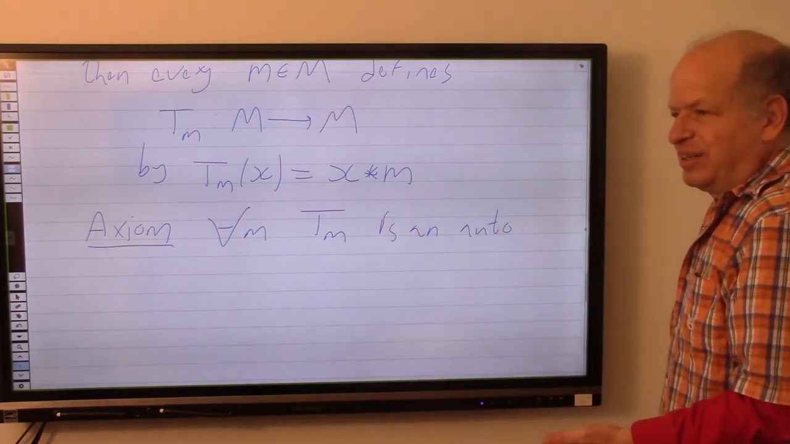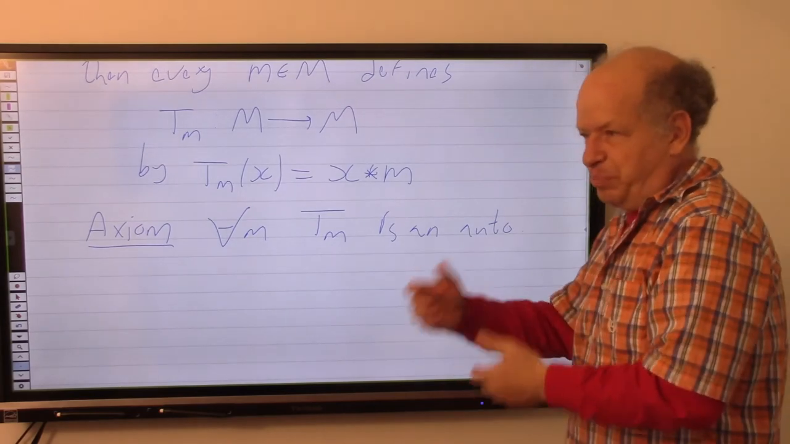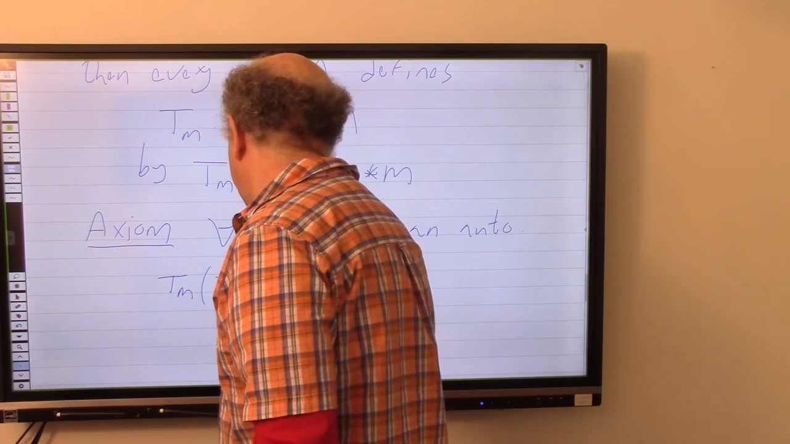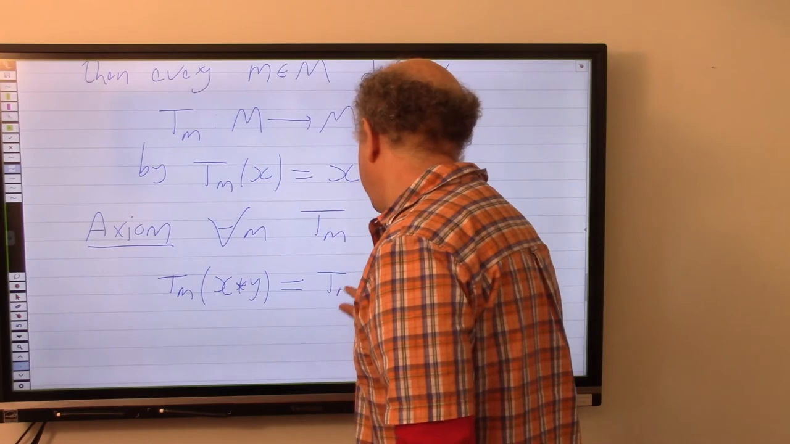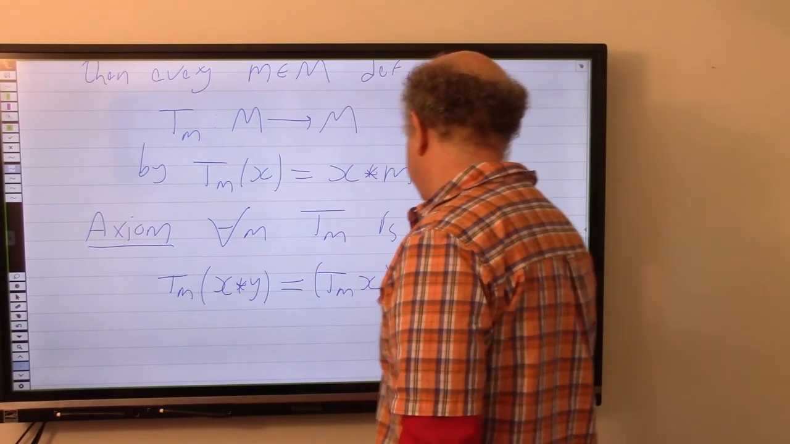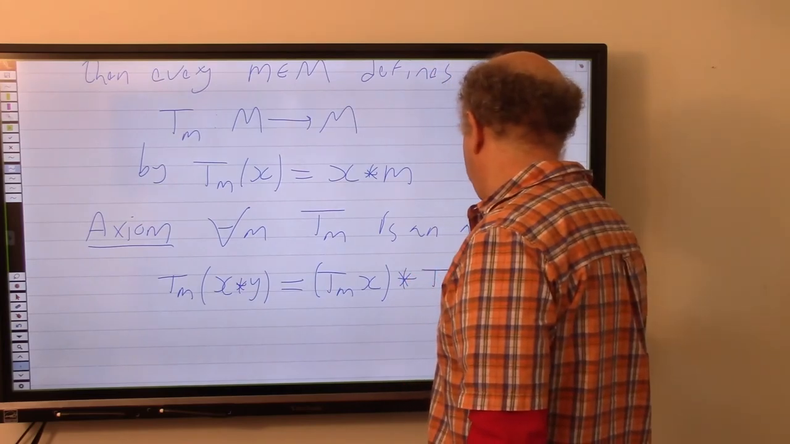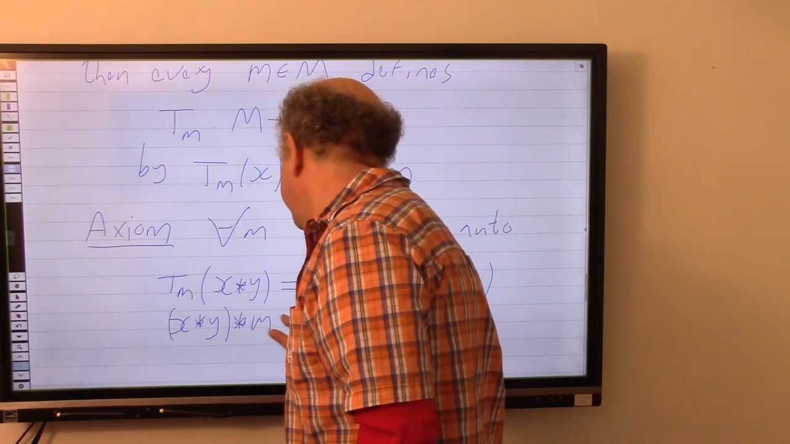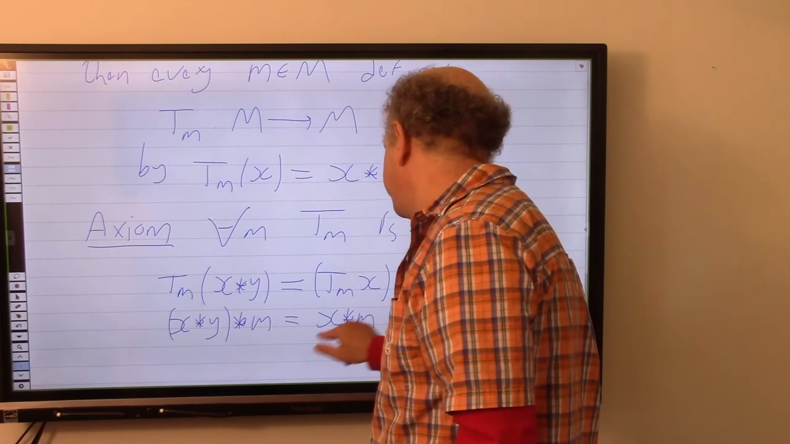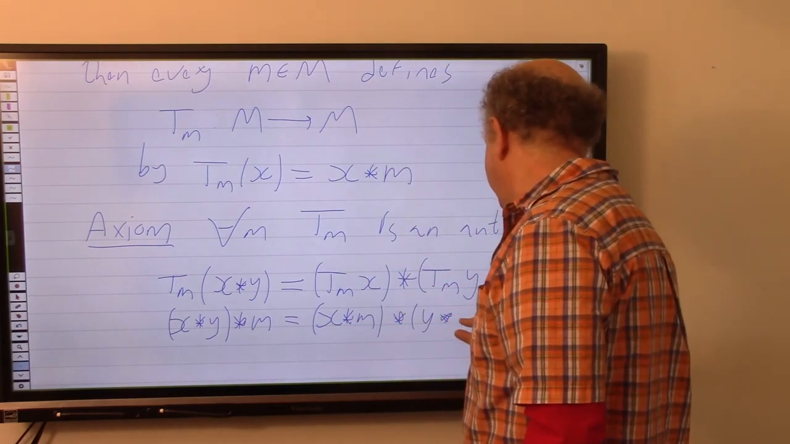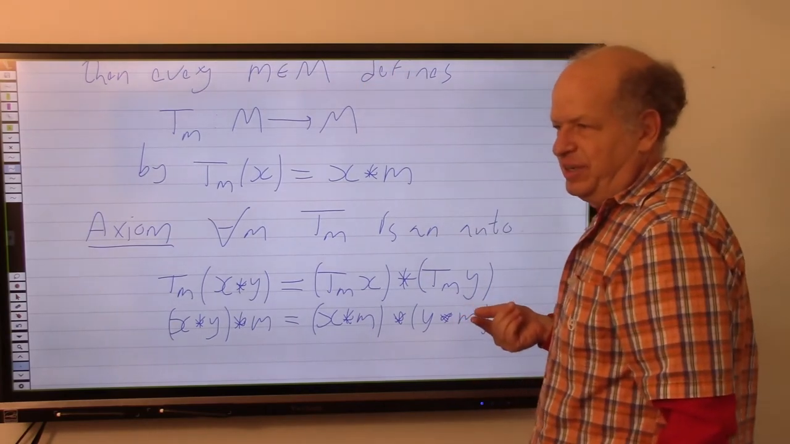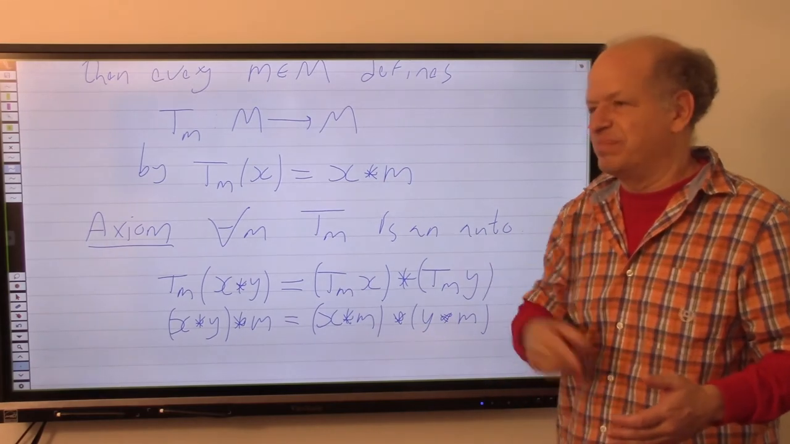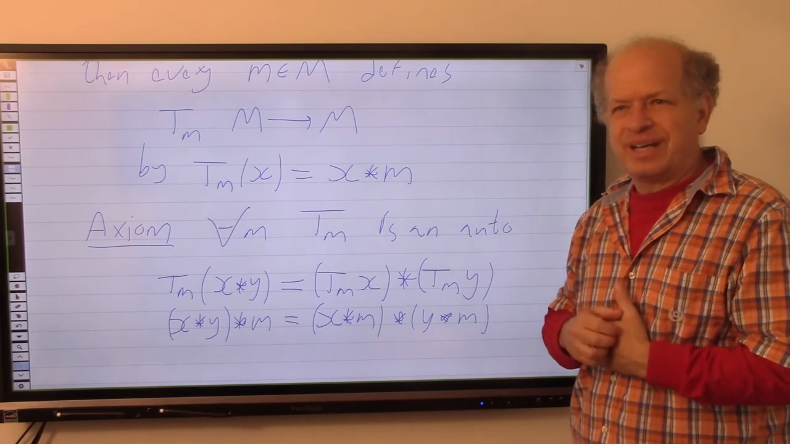But what does it mean to be an automorphism? Right? It means that it preserves the operation. So you want T_m acting on x star y to be T_m of x star T_m of y. But this is x star y star m, and this is x star m star y star m, which is the quandle axiom. So the quandle axiom really says when a set acts on itself, this action is an automorphism. I mean, it's such a natural axiom.